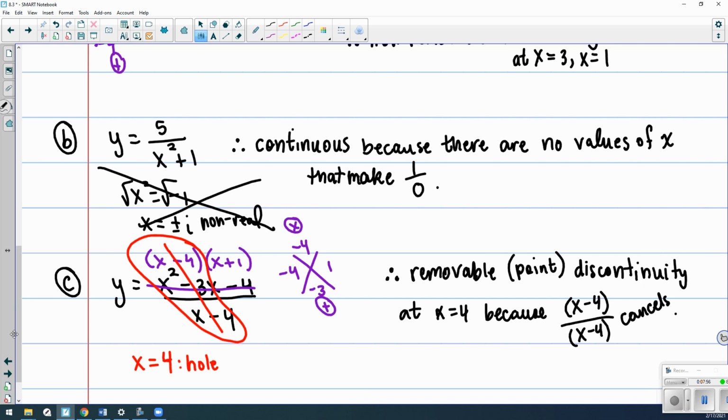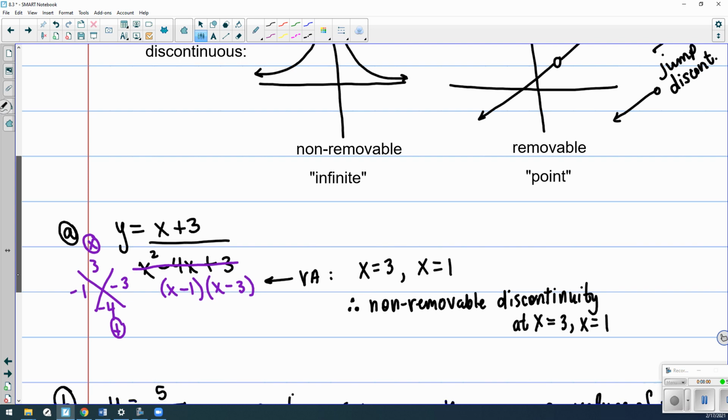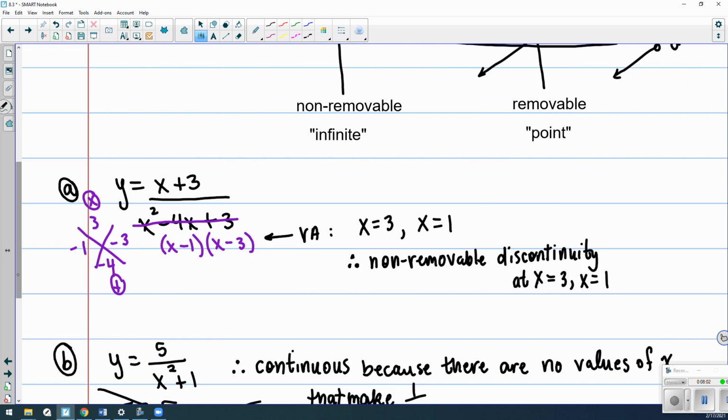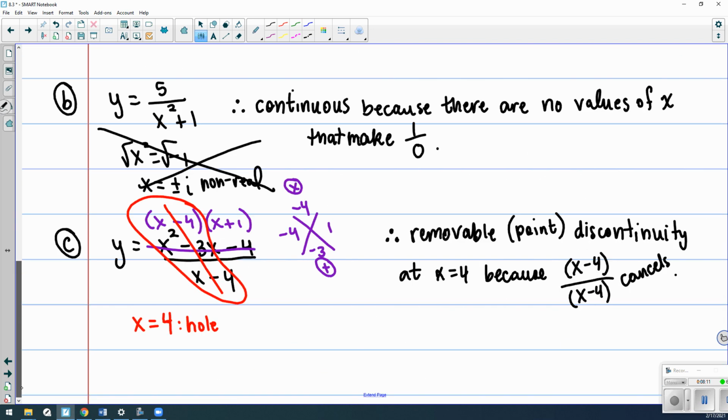I'm going to go back up here in your notes, and I'd like you to do that too. Go back up to where it said removable discontinuity, or non-removable, I mean. Remember that non-removable is also known as infinite. That's where you're going to have some asymptotes. Okay, that's all I have to say about that. If you want to go back and re-watch anything, now's the time. More practice tomorrow.